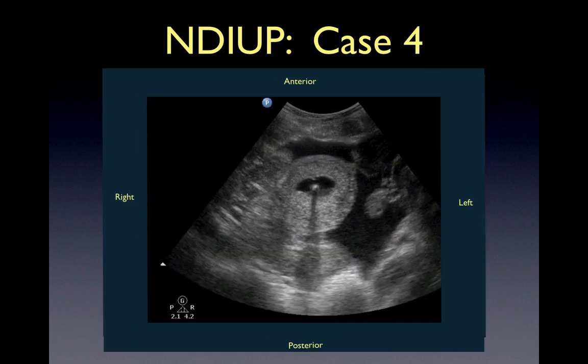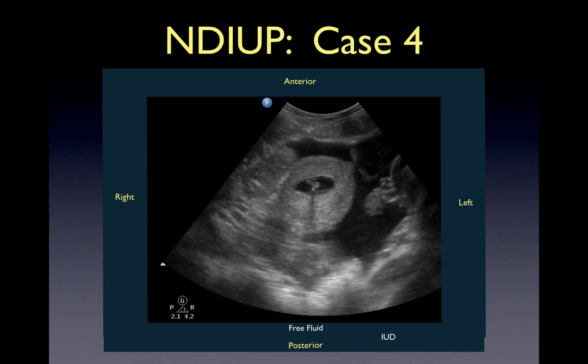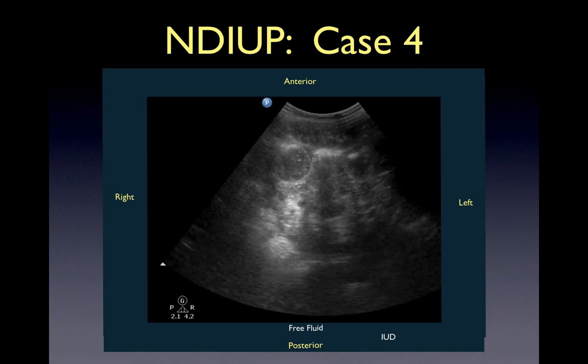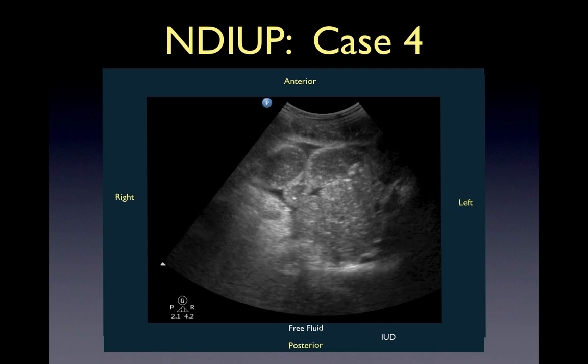This final case of an ND-IUP was an HCG positive female with an IUD who was presenting with pain and tachycardia. A transabdominal view was adequate in identifying large amounts of free fluid in the pelvis, and the patient was taken immediately to the OR for suspected ruptured ectopic.